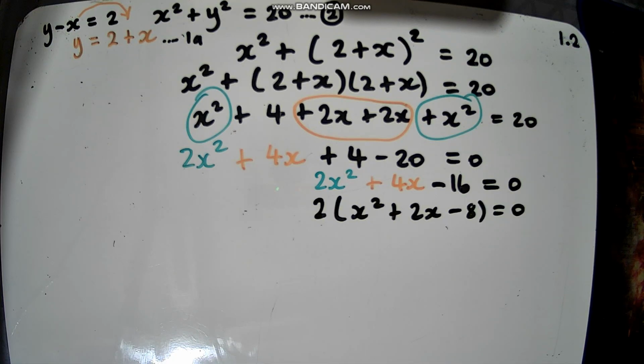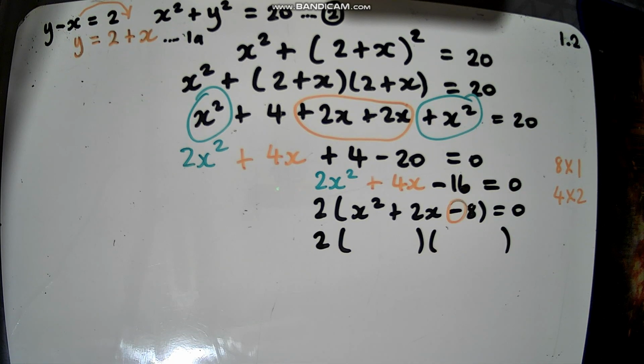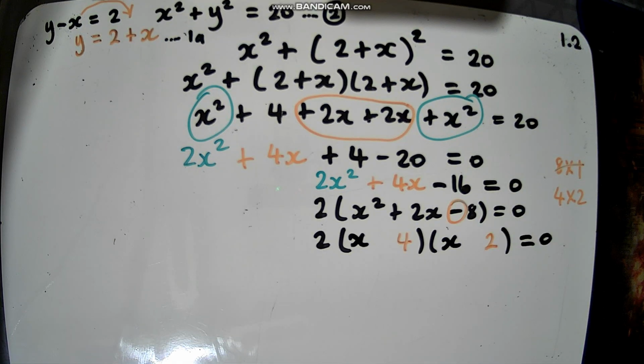Factorize the trinomial looking at factors of 8. So 8 times 1, 4 times 2 are factors of 8. Which combination can give me a 2 with different signs? So obviously it's the 4 and the 2. So because it's a negative 8, it is different signs. Plus 4 minus 2 will give me a plus 2. Right, that is now factorized.